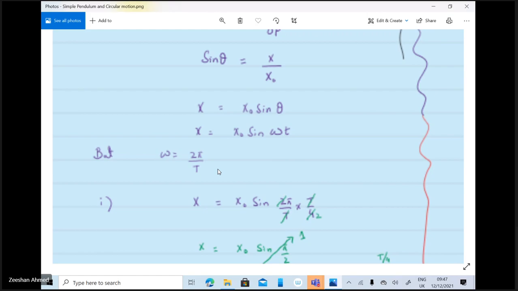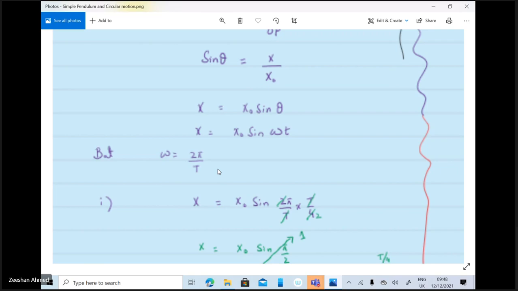And when it reaches here, how many quarters does it cover? All 4 quarters. So t equals 4t by 4, or simply t, because 4 and 4 get cancelled. Because we know that it is an instantaneous displacement, and what was instantaneous displacement? At any instant of time.